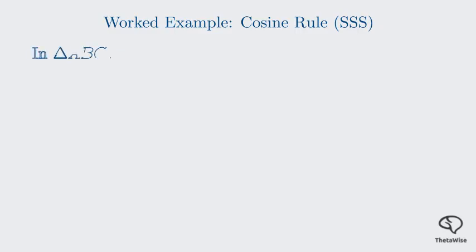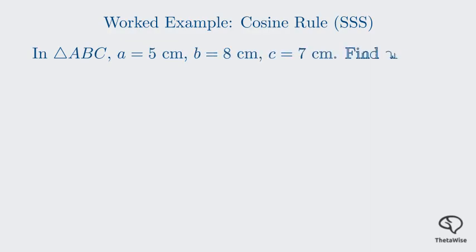Now let's look at the second case for the cosine rule. Finding an angle when you are given all three sides of a triangle. The problem asks us to find angle C in triangle ABC, given the lengths of all three sides. We have side a, opposite angle A, as 5 centimeters. Side b is 8 centimeters, and side c is 7 centimeters. We need to find the angle at vertex C. This is an SSS case, and the cosine rule is the only method.